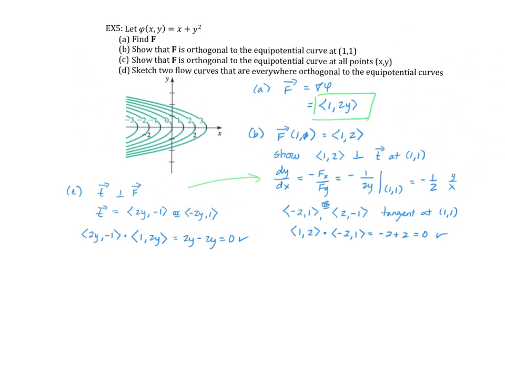So again, a lot of theory here. Let's go to D. We want to sketch two flow curves that are everywhere orthogonal to the equipotential curve. So here we have the picture of all level curves. And I'll just go ahead and draw them here, drawing them straight onto the diagram. Let's think about this. I'm going to look at any point on the x-axis. So again, we're going back to part A. Our gradient vector field is 1, comma 2y. If you pick any point on the x-axis, the y value is 0. So the vector at any point on the x-axis is going to be the vector 1, comma 0, which means that we're doing this.